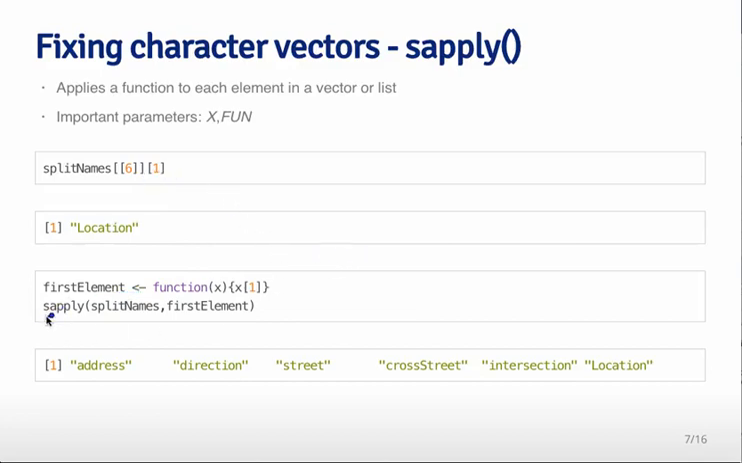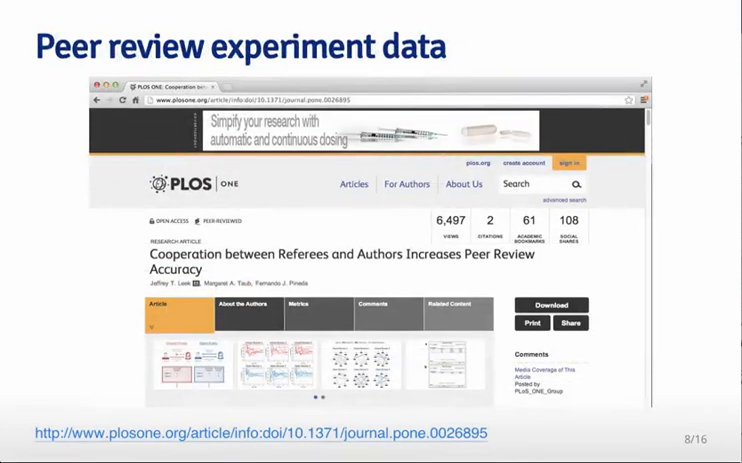And so I can use sapply to apply to the split names, which is a list, the first element function, which will go through, and into each element of that list, it will take the first element out. In this case, it'll take out just the variable names. And when you look at location, you'll see that it has removed the period from that location. So that's one way that you can remove, say, periods from names in data frames.